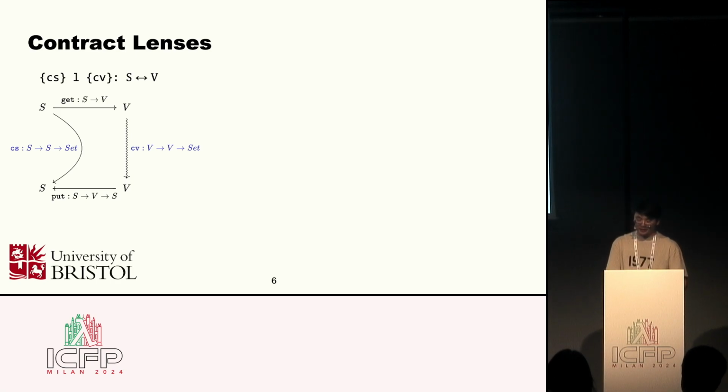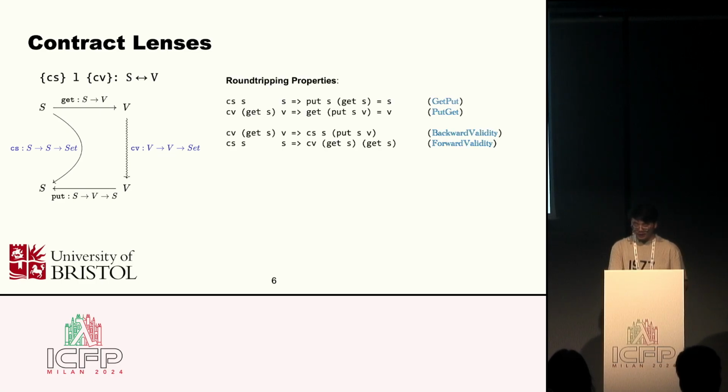The source contract CS has a similar structure. It takes two arguments, the original source and the updated source obtained by calling the backward transformation put, specifying an invariant that must hold for source changes as a result of valid view changes. Here, we explicitly write contracts around a lens variable to indicate that this lens has the corresponding contracts. More formally, a contract lens comprises a pair of transformations and a pair of relations. Together, they satisfy the following round-tripping properties.